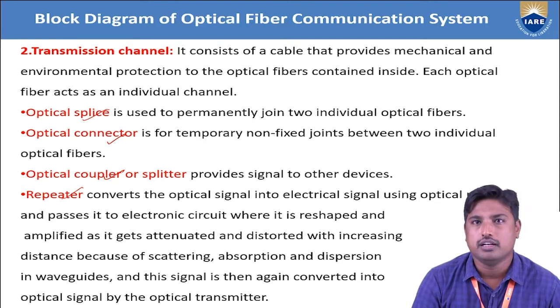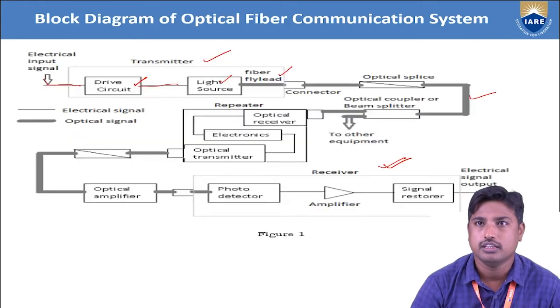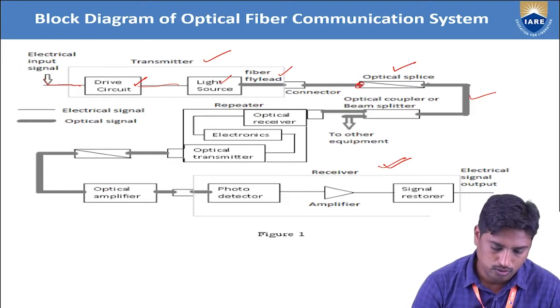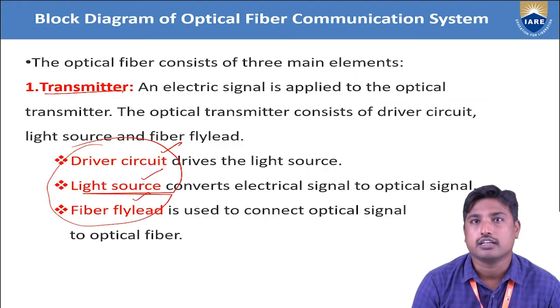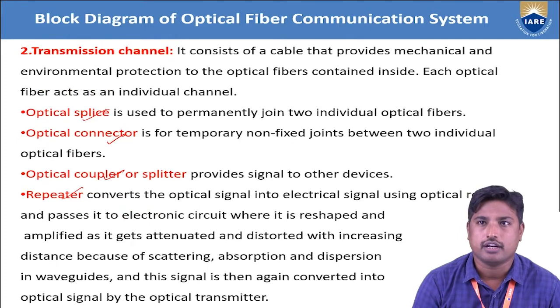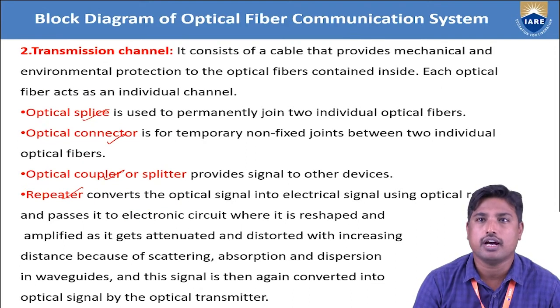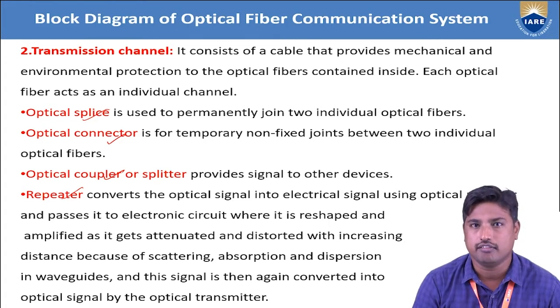Coming to the optical splice, it is used to permanently join two individual optical fibers. This is clearly shown in the diagram: this is the optical splice, permanently connecting the optical fibers. Then the second one, the optical connector. It is a temporary, non-fixed joint between two individual optical fibers. Third one is the optical coupler or splitter. It provides the signals to the other devices.